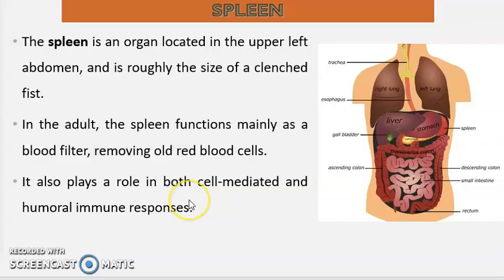Spleen. The spleen is an organ located in the upper left abdomen, and is roughly the size of a clenched fist. In the adult, the spleen functions mainly as a blood filter, removing old red blood cells. It also plays a role in both cell-mediated and humoral immune responses.